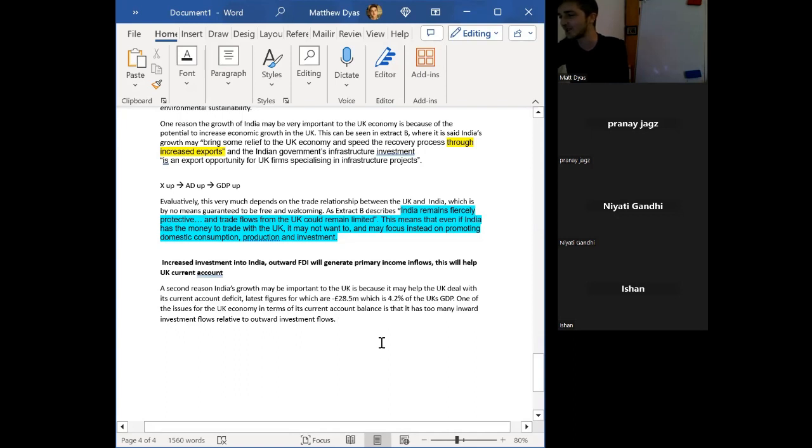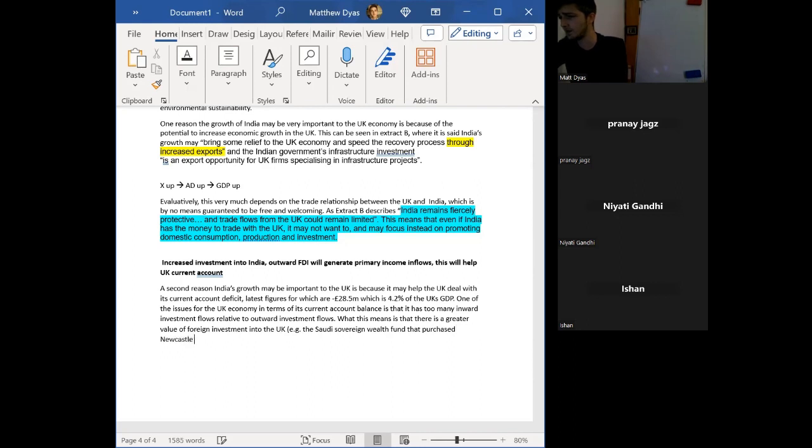So I'm going to say what this means in simple terms, and I'm going to put that in my answer as well. What this means is that there is a greater value of foreign investment into the UK, e.g., the Saudi sovereign wealth fund that purchased Newcastle United, than there is value of UK investment into other countries.